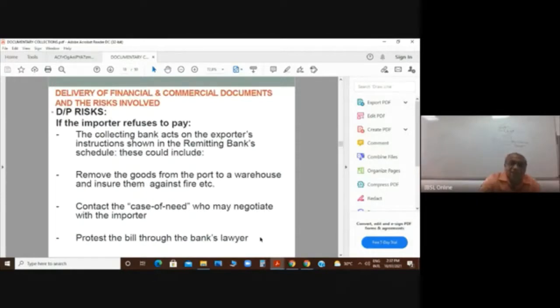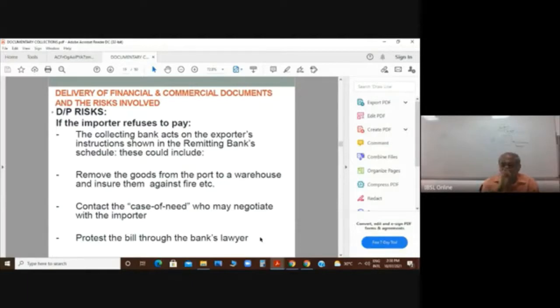Now, the delivery of financial and commercial documents and the risk involved. There are two types of delivery of financial and commercial documents in documentary collection. What are they? One is DP, the other one is DA.